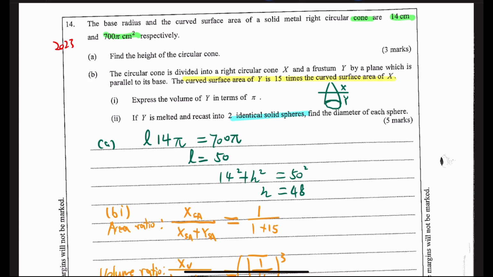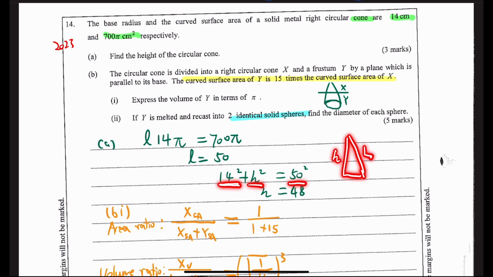2023's paper, the sentence is very short, and it gives you a cone, the base radius is 14 cm, the curved surface area is 700π. Now you need to find the height of the circular cone. First, what is the formula for the curved surface area? It's πrL, right? So we first find L. And then for finding the height, we can use Pythagoras: 14 squared plus h squared equals 50 squared, because the slant height is this one, right?